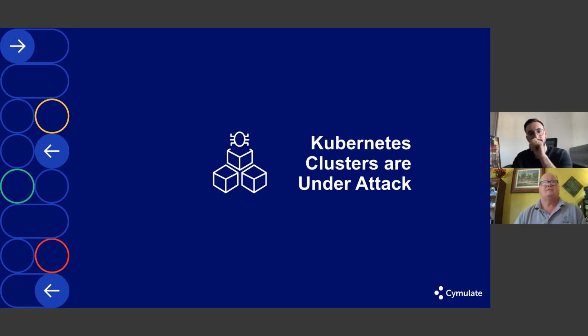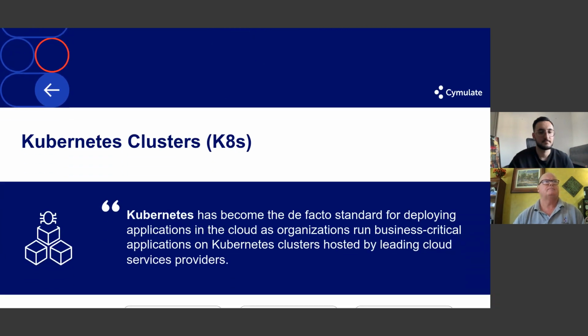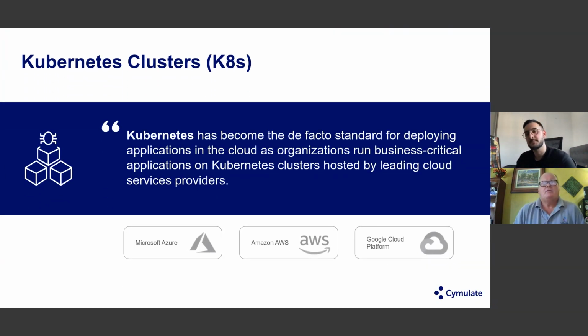So Kubernetes clusters are under attack. Let's talk about that. It should be no surprise to everybody on this call that Kubernetes has really become the de facto standard for deploying applications in the cloud, as organizations are looking to run business critical applications on Kubernetes clusters, different workloads, hosted by the leading cloud service providers. So there we're talking about Microsoft Azure, Amazon AWS, and the Google Cloud Platform.